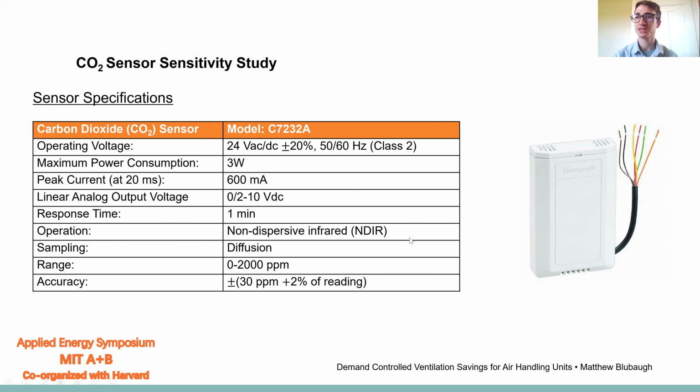Specifically for the CO2 sensors in the sensitivity study, we used this Honeywell model, which has a range of 0 to 2,000 parts per million CO2, well within the range of what would be expected in an occupied building. This is a diffusion sampling sensor using non-dispersive infrared.